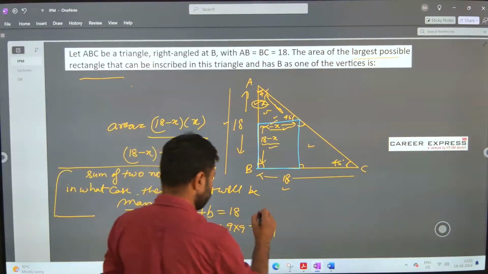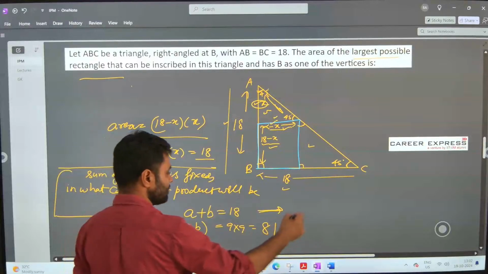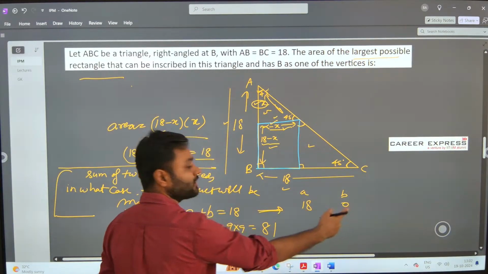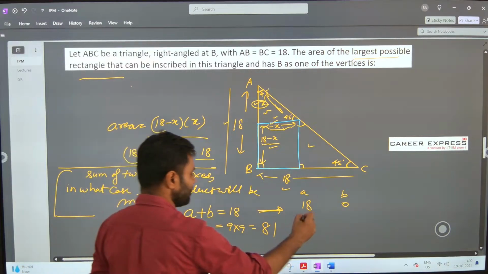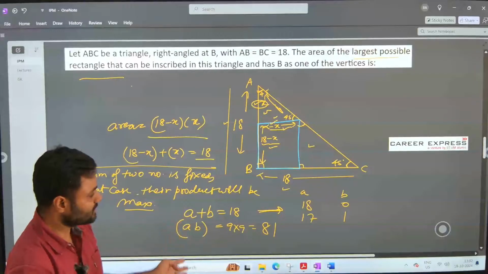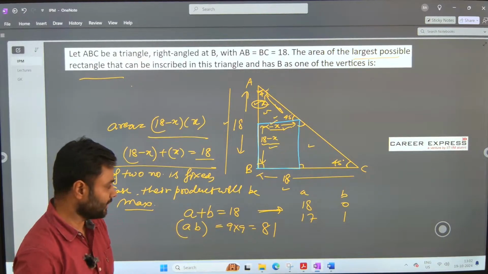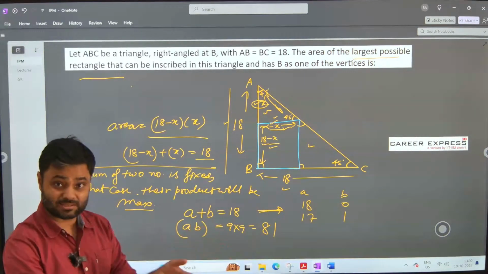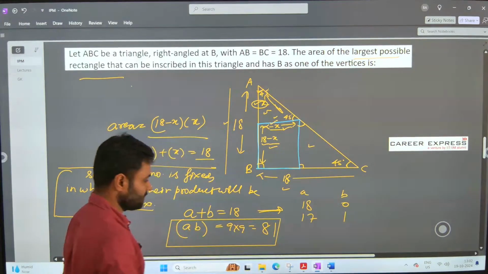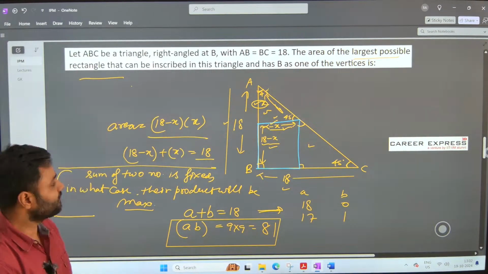So A plus B can be 18 in many other ways. A can be 18, B can be 0. So the product will be 0. A can be 17, B can be 1, the product will be 17. A can be 16 and B can be 2, the product will be 32. So the product will be less. It will be maximum only when A and B are closest possible. So that is one way to solve.